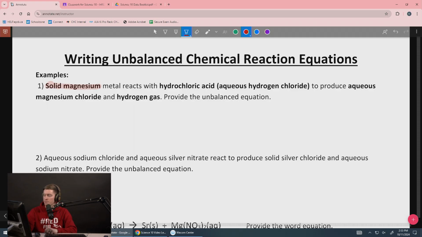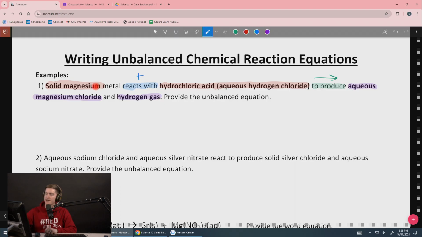Solid magnesium metal reacts with, I'm choosing blue, hydrochloric acid, which is the same thing as aqueous hydrogen chloride, to produce aqueous magnesium chloride and hydrogen gas. I'm going to change this into green for the sake of this. The words "react with" means a plus, and "to produce" is our arrow.